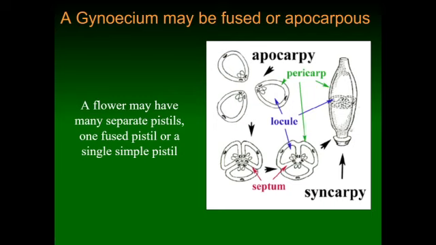Syncarpy is probably the most common in most plants. You'll see lots of this fusion, and you can have many, many carpels. So for example, in like an orange or something like a grapefruit, it's got lots and lots of carpels all stuck together. But you can get as few as 2 or 3, or you can get 10 if you had to.